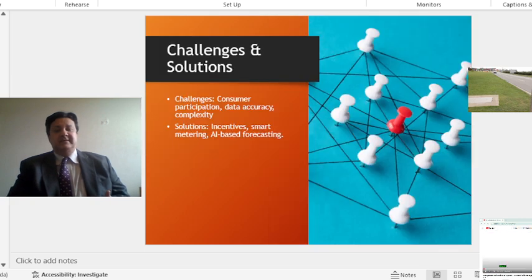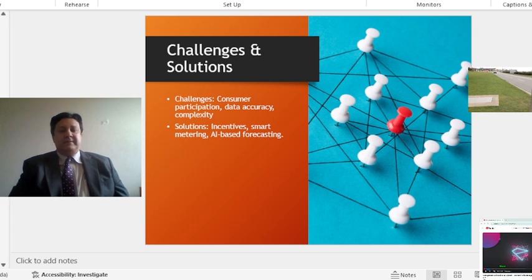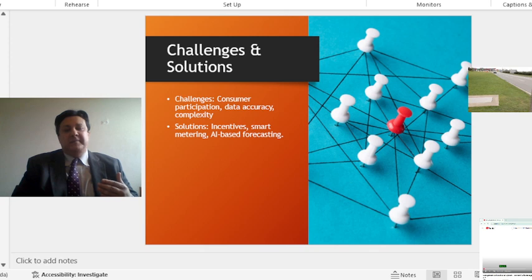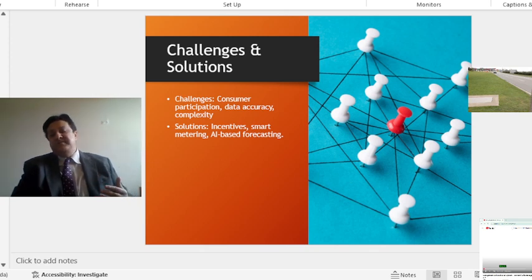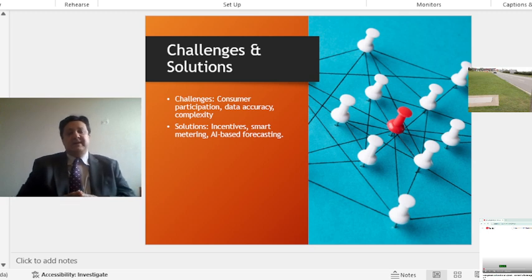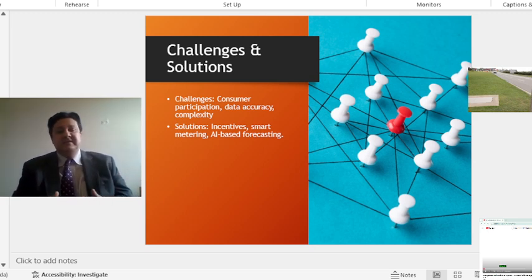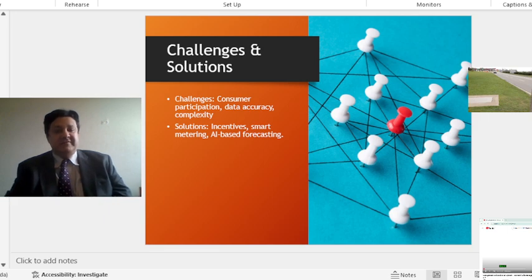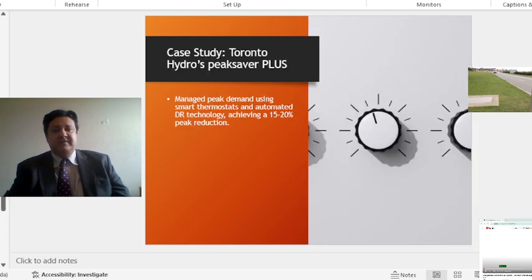And regarding the challenges we will be facing during the project or during the studies, depending upon the scope of the project, we can talk about those challenges. One is consumer participation, data accuracy, complexity. In solutions, we have incentives, smart metering, AI-based forecasting. These are the solutions, but we have to face a few challenges. I couldn't mention all of them. There are a few of them here.